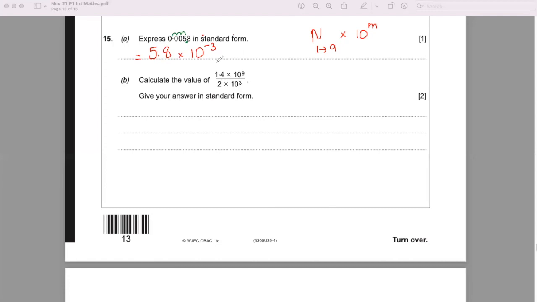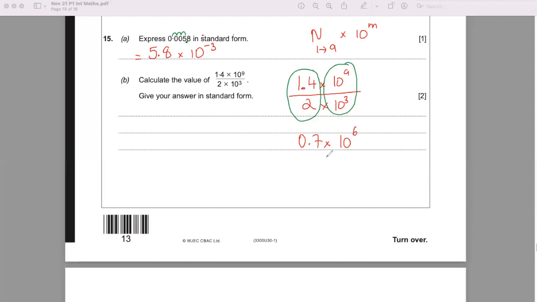B, calculate the value of 1.4 times 10 to the power 9 divided by 2 times 10 to the power 3. Okay, the way to tackle this question is you separate the numbers first and the powers of 10 separately. So 1.4 divided by 2 will be 0.7. 10 to the power 9 divided by 10 to the power 3, you just subtract the powers, so 9 take away 3 would be 6.